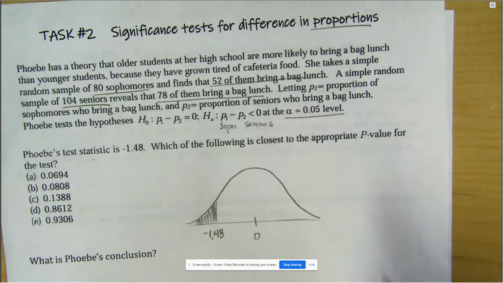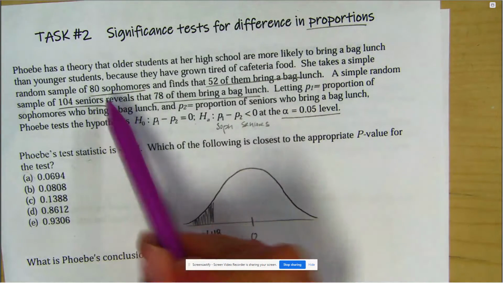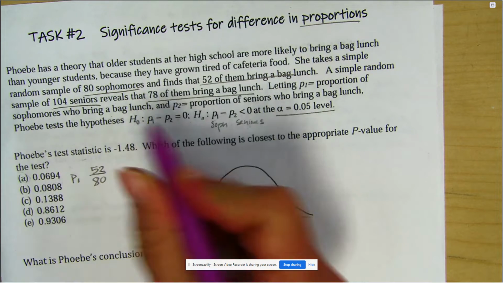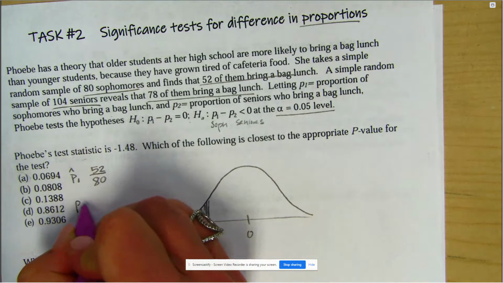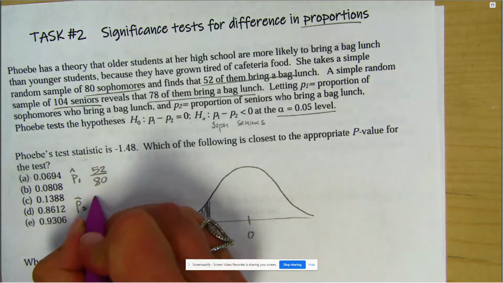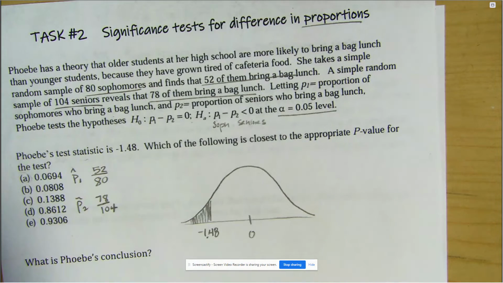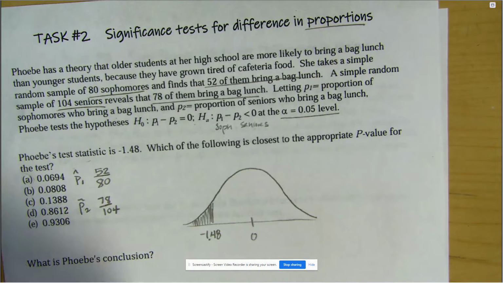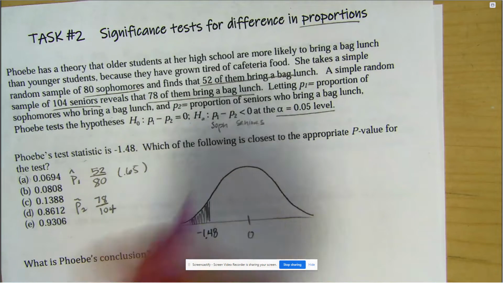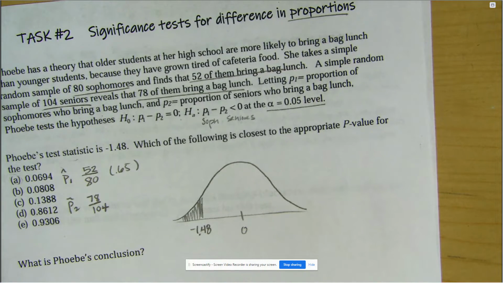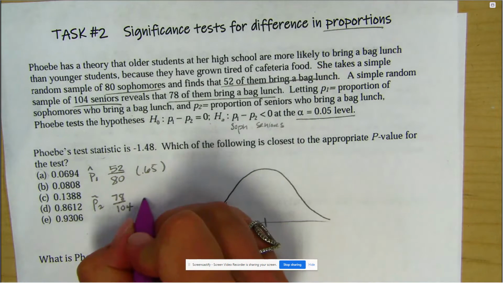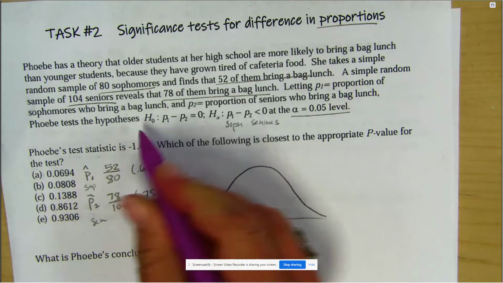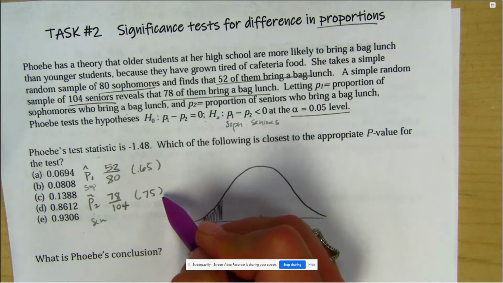So again, the P1, the 52 out of the 80, and again, we did not have to do this for this problem, this is the P1 sophomores, and P2 was 78 out of 104, just to kind of get some context of what's going on, because stats can make you cry if you don't know what's going on. And then 78 out of 104 is 0.75, right? These are her seniors. These are her sophomores, and her sample is 10% higher, right?